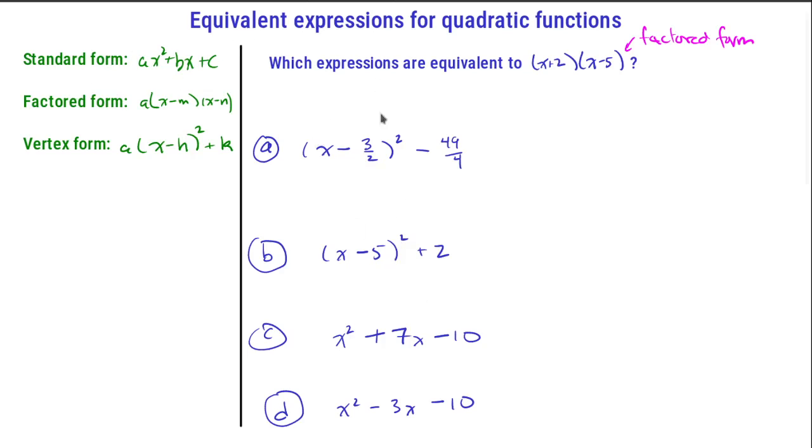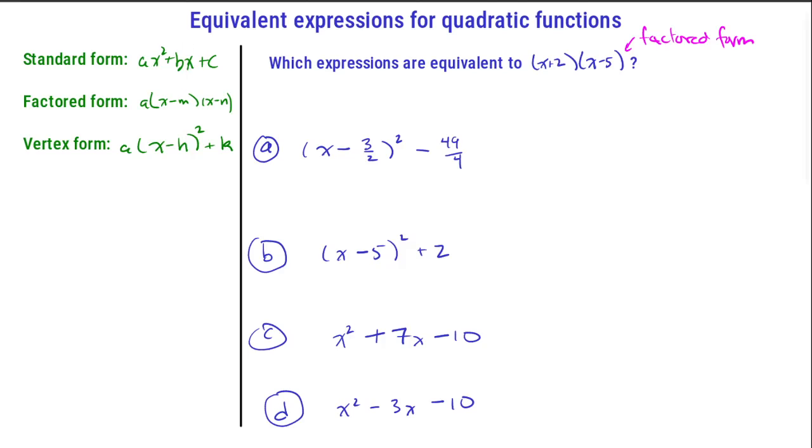And the answer choices, these first two, A and B, are in vertex form. C and D are in standard form. And like I said in a previous video, it's faster to go from factored form to standard form than from standard form to factored form. And it's faster to go from vertex form to standard form than from standard form to vertex form. Factoring and completing the square are kind of long processes, but just FOILing to put things in standard form is pretty easy and pretty fast.